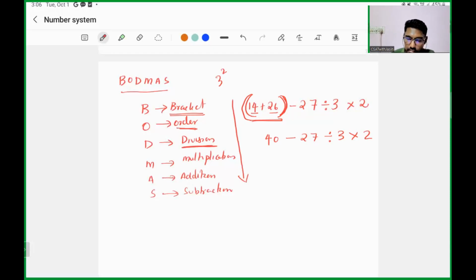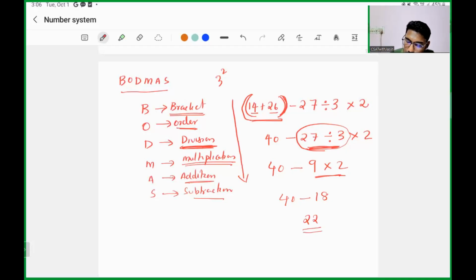Then comes division. Division is there, right? 27 divided by 3 is there. So first you need to do this one. 27 divided by 3 you need to do. So 40 minus 27 divided by 3 is 9 into 2. So we have done the division. Now you need to go for the multiplication. 9 into 2 is there, so you need to do that. So 40 minus 9 into 2, which is 18. Addition is not there, so it's 40 minus 18. Then you need to go for subtraction. 40 minus 18 is 22. So the answer is 22. So in this order you need to do.